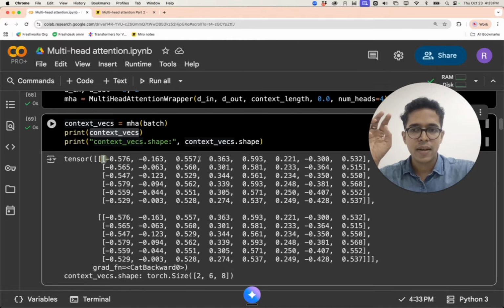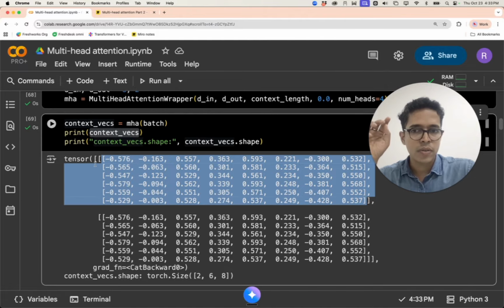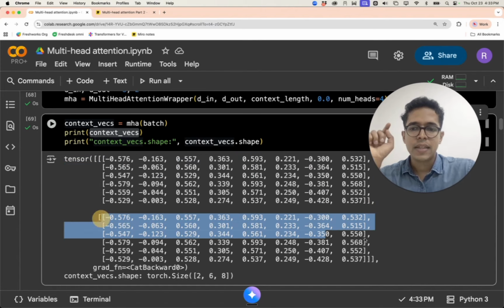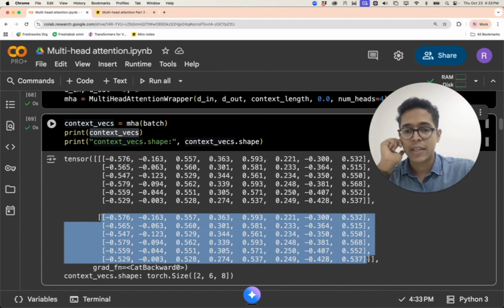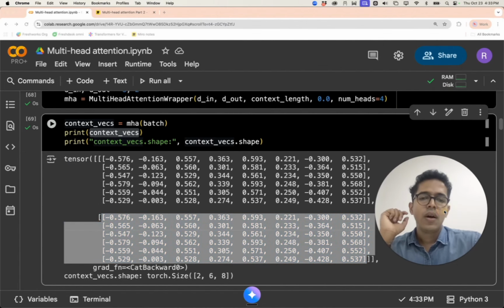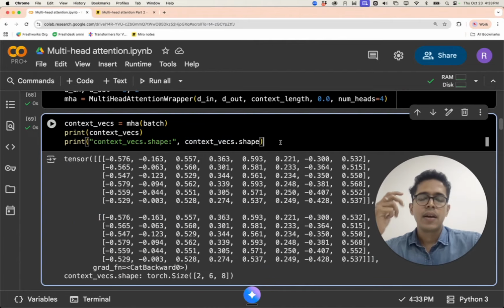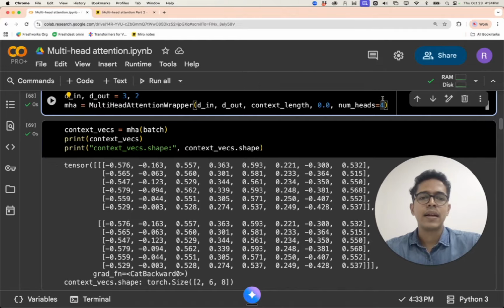Where do we see that? So these are the 6 vectors. So each row is 1 vector. And these 6 vectors correspond to batch 1. These 6 vectors are corresponding to batch 2. Now, what is the dimensionality of my context vector after concatenation? Before concatenation, the dimensionality of each of my context vectors was 2. After concatenation, it will become 8 because I have 8 attention heads.